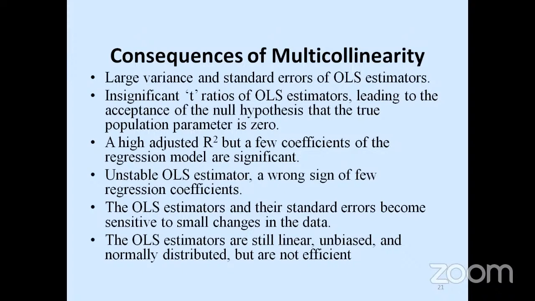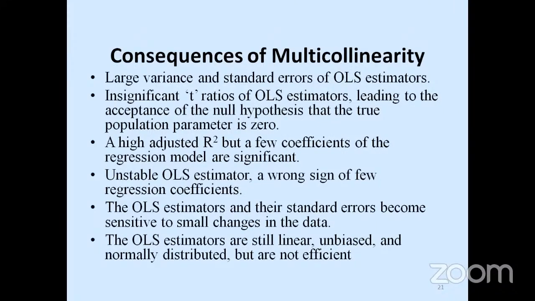So larger variance and standard errors of OLS estimators, and insignificant T ratios of OLS estimators leading to the acceptance of null hypothesis that the true population parameter is 0. If we see the consequences, this is one of the important ones. We will have a large variance in standard errors. When we have a larger variance, automatically our model doesn't have any kind of significance. If you have a higher standard error, it doesn't have reliability. Reliability of that particular estimator will not be there if you have higher standard errors.